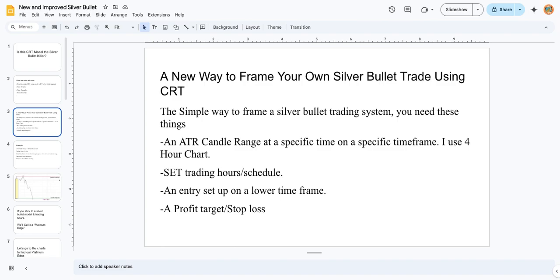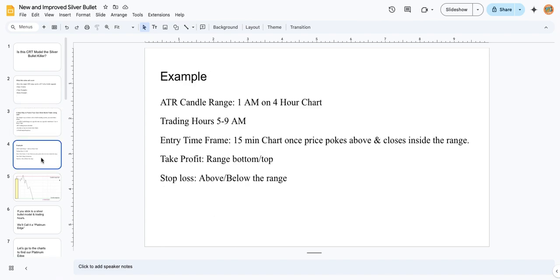You need to look at that to understand what range we're talking about. I use the 4-hour chart for these examples, so most of the charts I'm going to show you are 4-hour unless I specify otherwise. Next, you're going to need a set trading schedule or set hours. So I only trade between, say, 1 and 5 p.m., or whatever your schedule allows. You're going to need an entry setup on the lower time frame, and then you're going to need a profit target and also a stop loss. You should know all of these pre-planned before you go into it.